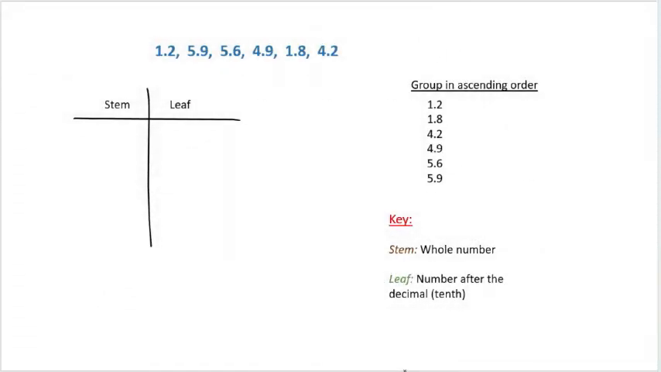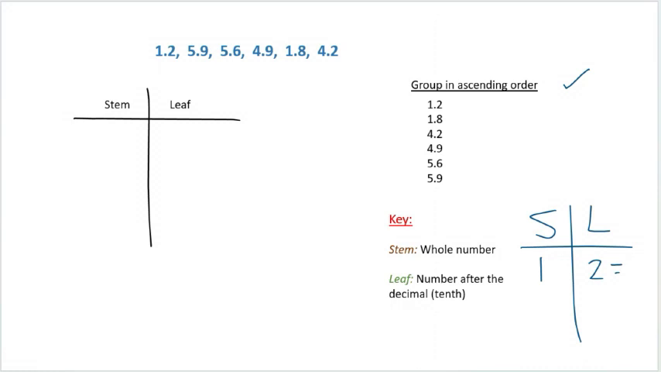On this last screen, we have a list of decimal numbers. The first step is to group them in ascending order. And the next step is the key. We need to determine what the stem and the leaf represent. Here I'm telling you the stem is going to be the whole number. The leaf is going to be the number behind the decimal, or the tenth.